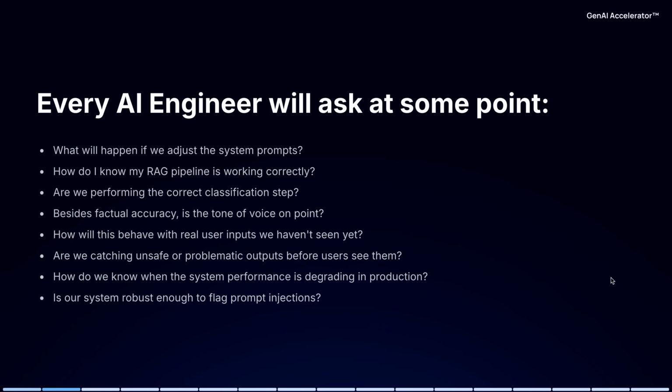What will happen if I adjust the system prompt? How do I know if my RAG pipeline is working correctly? Are we performing the correct classification step? Besides factual accuracy, is the tone of voice on point? How will this behave with real user inputs we haven't seen yet? Are we catching unsafe or problematic outputs? How do you know when the system performance is degrading in production? Or is our system robust enough to flag prompt injections?